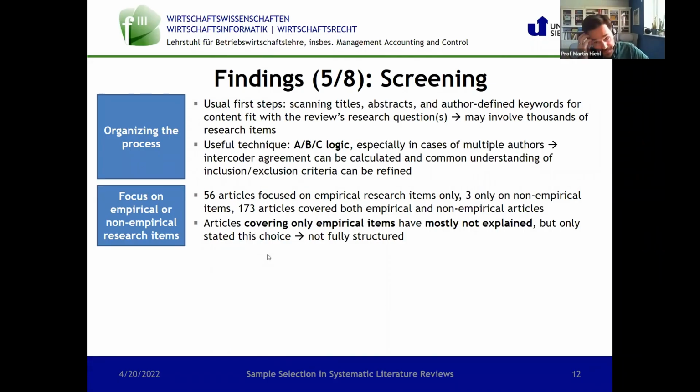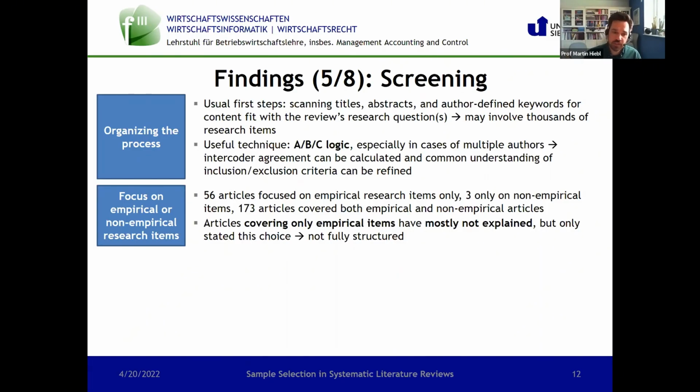And really screen this list in a structured way. Another choice you can make is whether you focus on empirical or non-empirical research items, which was done in quite a number of papers in my review sample: 56 articles focused on empirical research only, and 3 only focused on non-empirical items, whereas the rest covered both empirical and non-empirical articles. You just need to make sure that you transparently report on this choice, and potentially also include it already in your research question that you only want to review the empirical literature.